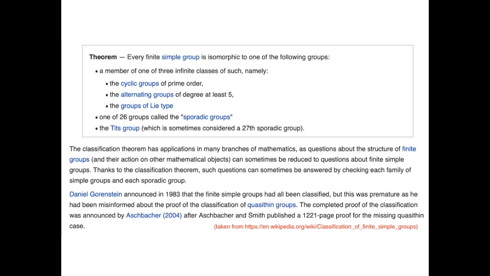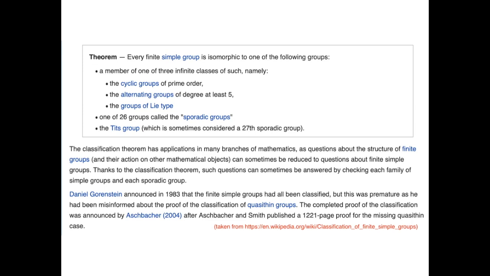Why? It's because sometimes when you're working on a math problem, you can reduce your question to something about finite simple groups, and then due to this classification theorem, you can then check, not by hand, but check each family of such finite simple groups. So there's the cyclic groups, the alternating groups, the groups of Lie type, and so on. And you can try proving something for each of those groups, and that will then prove your result for all finite simple groups. And then maybe because every finite group is built out of finite simple groups, perhaps you get a result for all groups, or all finite groups at least.